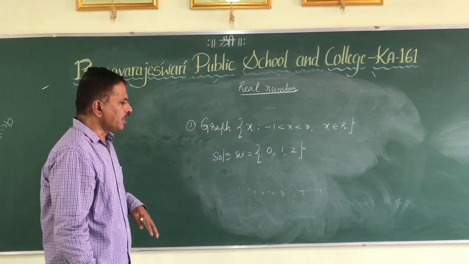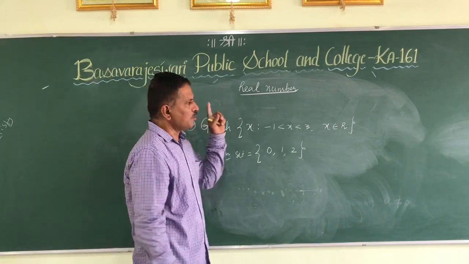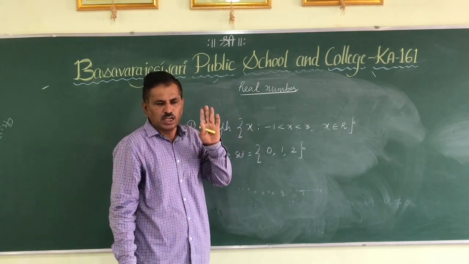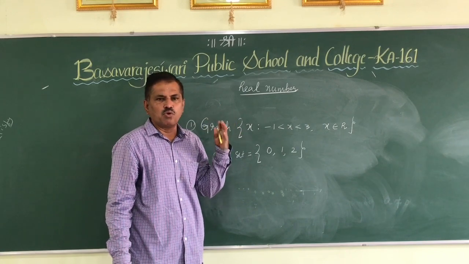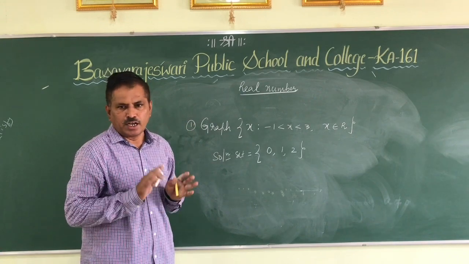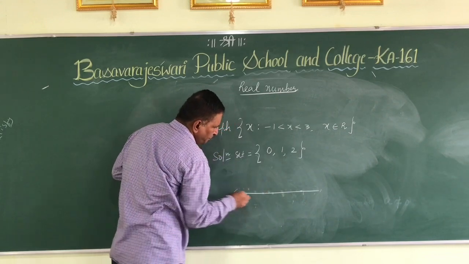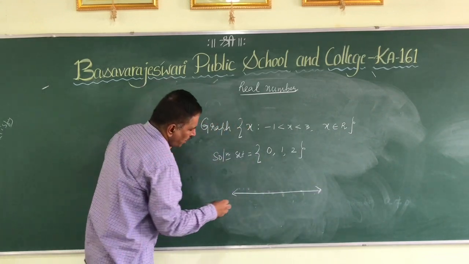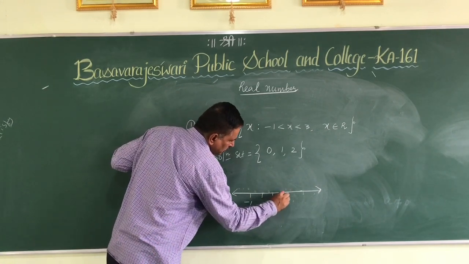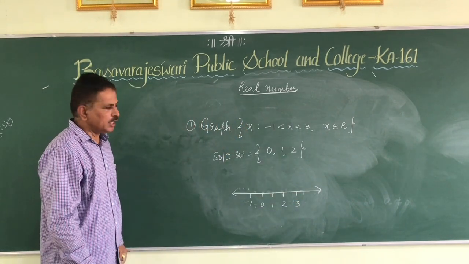So this has to be represented on the number line. Be careful, the representation on the number line is different from that of natural numbers, whole numbers, as well as integers. I explained the representation of natural number, whole number, or integer is the same, whereas in real numbers it is a little bit different. So for this one, again I will draw the number line, which I can take with -1, 0, 1, 2, as well as 3.